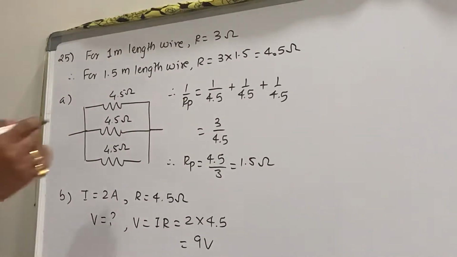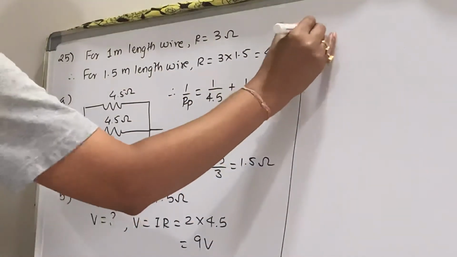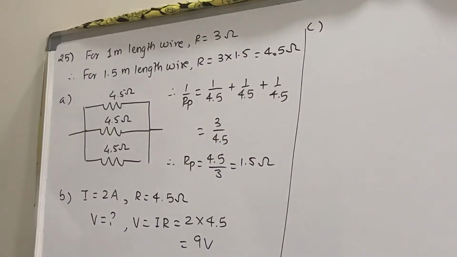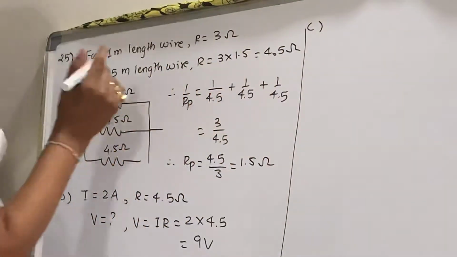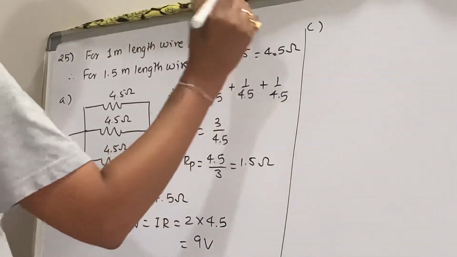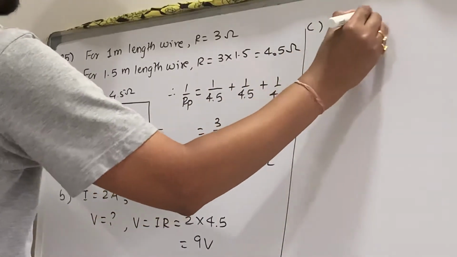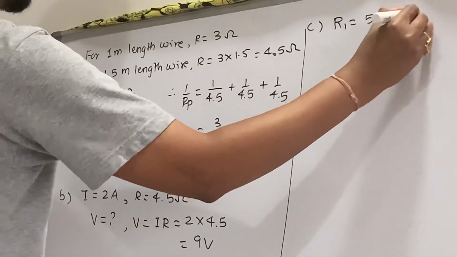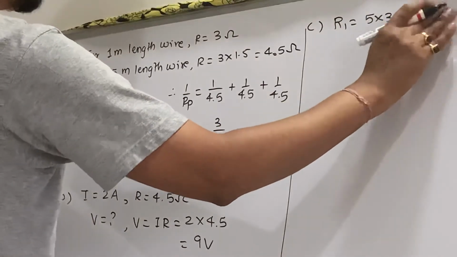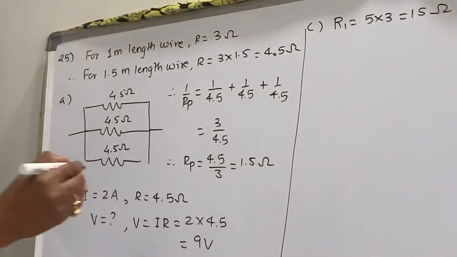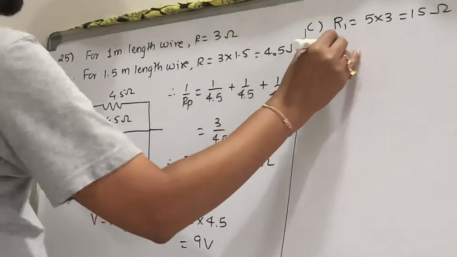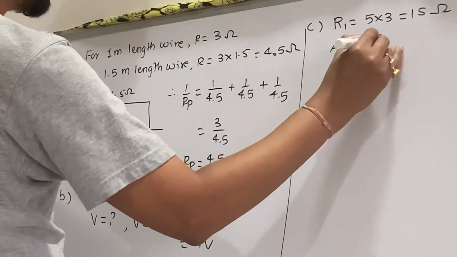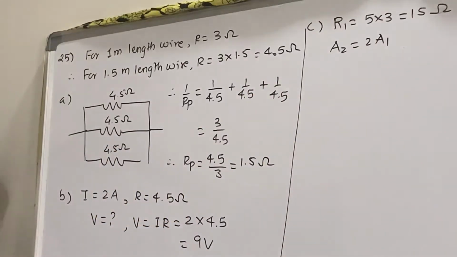Now check the third part. What is given in the C part? The resistance of a 5 meter length of wire of the same material. Since R1 was 3 ohm for 1 meter, what will it be for 5 meter? R1 is equal to 5 into 3, which is 15 ohm, the resistance for 5 meter. Same material but twice the area. Now area A2 is twice of A1.